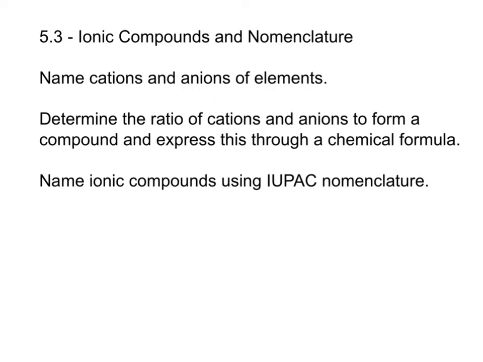Now, there are some ions called polyatomics. We'll address them later. Next, we're going to determine the ratio of cations and anions to form a compound and express this through a chemical formula. And then, once we write the formula, we will learn to name the compound using the IUPAC nomenclature. IUPAC stands for International Union of Pure and Applied Chemistry. These are the people who make the rules for what we call things in chemistry.